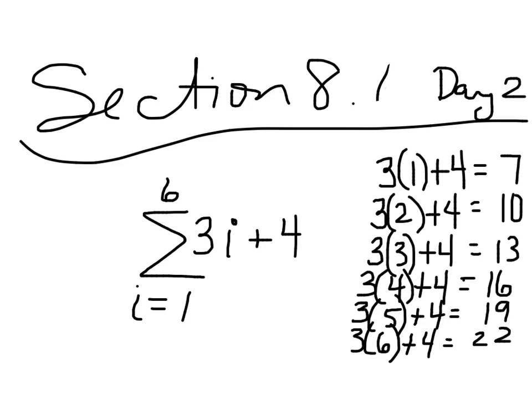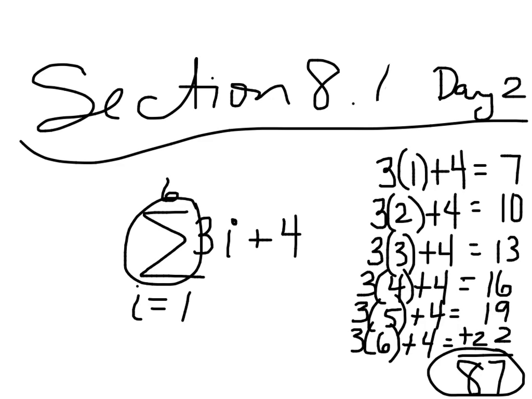Okay, now that you have all 6 terms, because of this symbol right there, you're going to add all the answers together. So what is 7 plus 10 plus 13 plus 16 plus 19 plus 22? 87. And that's your answer. Okay? Half of your assignment is going to be doing this today. You plug in the number from the starting point to the stopping point, and then you add the answers together.